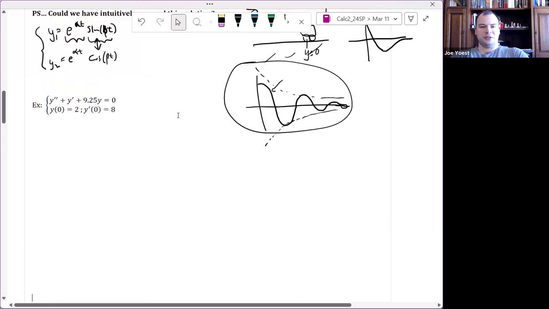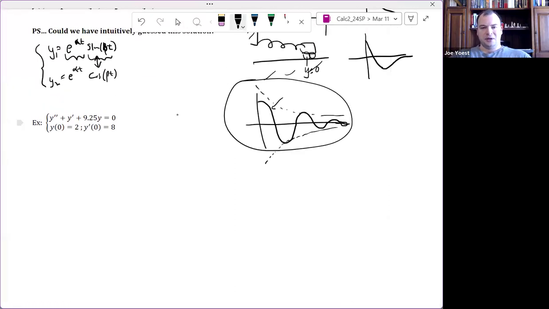Okay, so let's just go through this example. y double prime plus y prime plus 9.25y equals 0. And we have a couple initial conditions, but let's start by solving the differential equation.